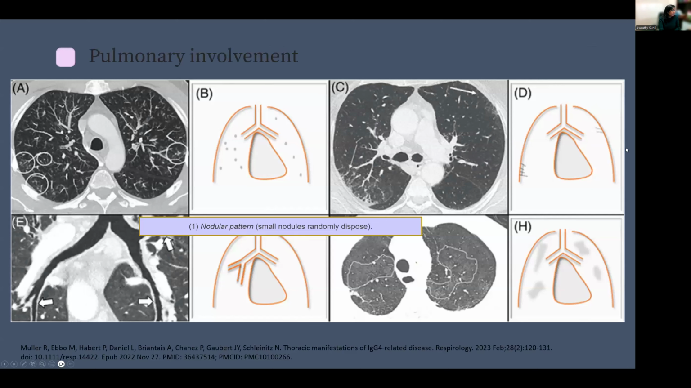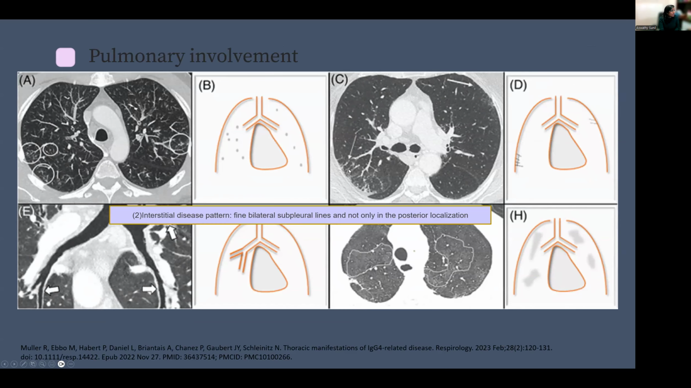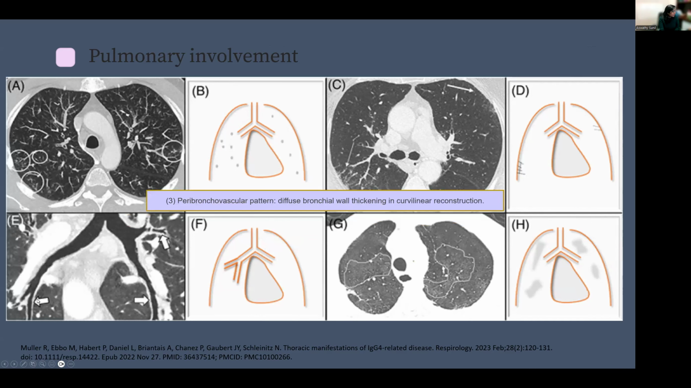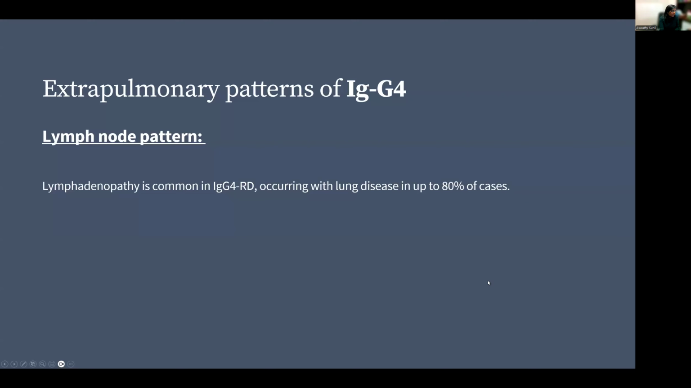Coming to pulmonary involvement. It can either be a nodular pattern, where you see small randomly distributed nodules, or it can be an interstitial pattern, where you see fine subpleural lines. It can be both posterior as well as anterior. The third pattern is the peribronchovascular pattern, where there is diffuse bronchial wall thickening. And the fourth pattern is the ground glass pattern, where you see ground glass opacities.